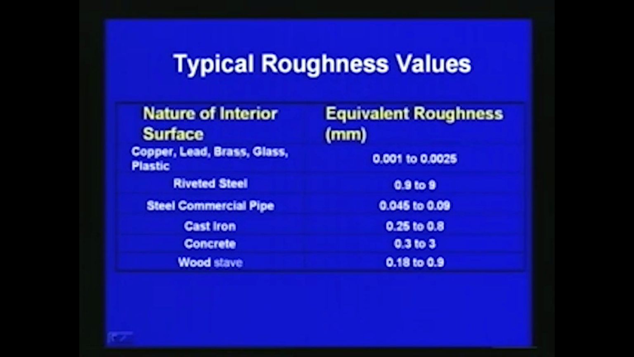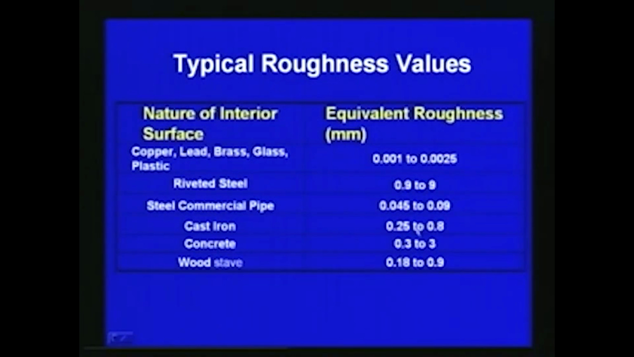Typical roughness values are given, for example, for copper, lead, brass, glass, plastic. For pipes made of these materials, the roughness height varies from 0.001 to 0.0025. If the pipe is made of riveted steel, it goes to a large value like 0.9 to 9, and for commercial steel pipes the equivalent roughness varies from 0.045 to 0.09. When cast iron pipes are considered, the equivalent roughness height varies from 0.25 to 0.8 millimeter, and concrete pipes depend upon the finishes.